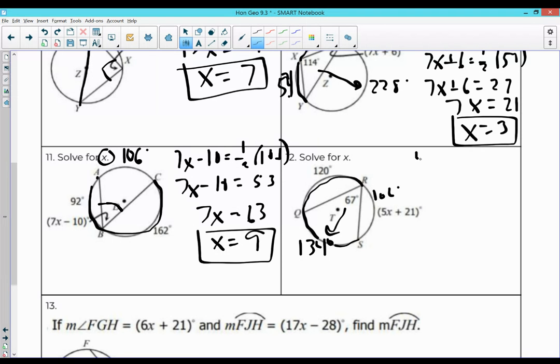Again, 106. Wow, it keeps coming up. So 5x plus 21 equals 106. 5x equals 85, and x equals 17. That's great. So I just need to solve for x.